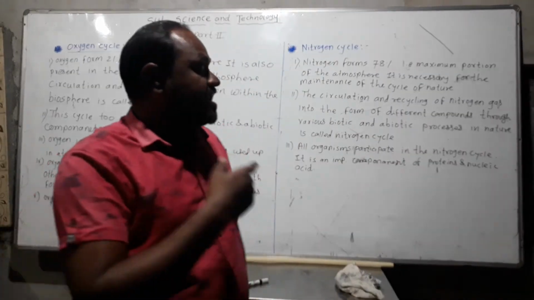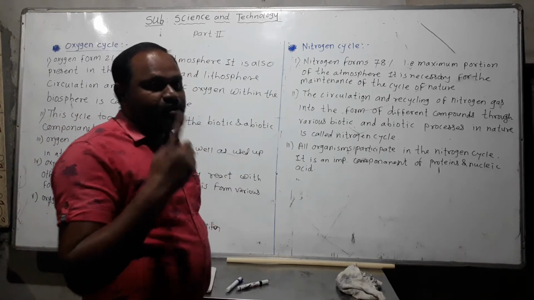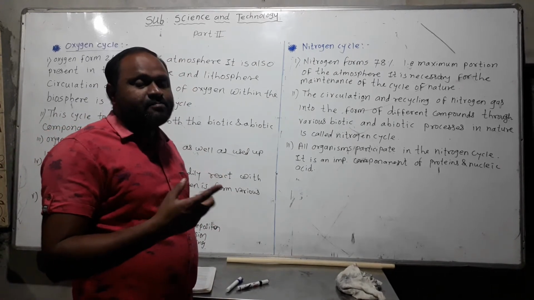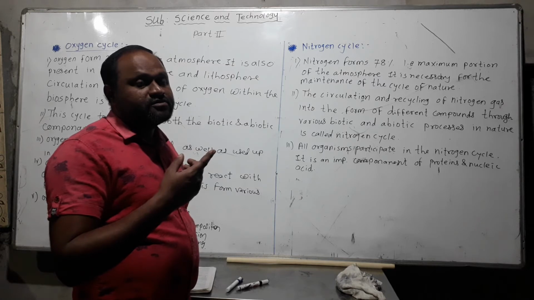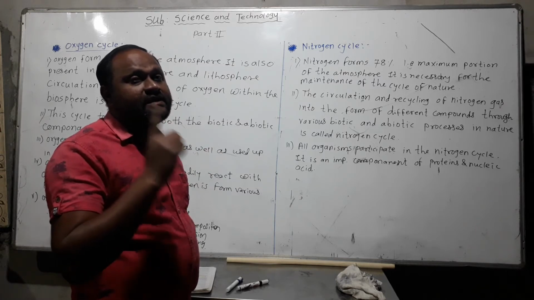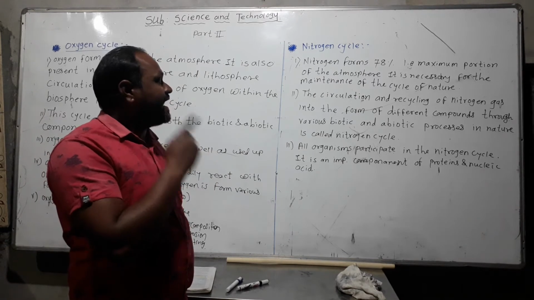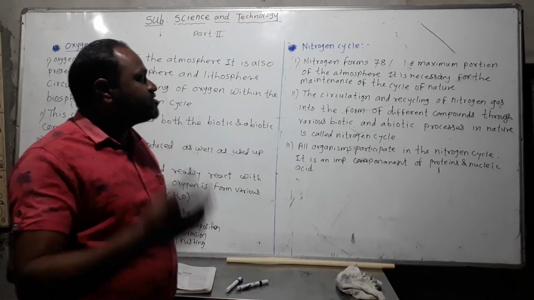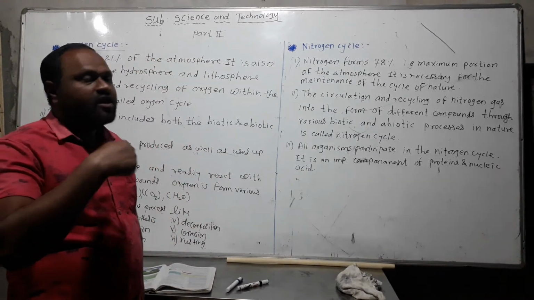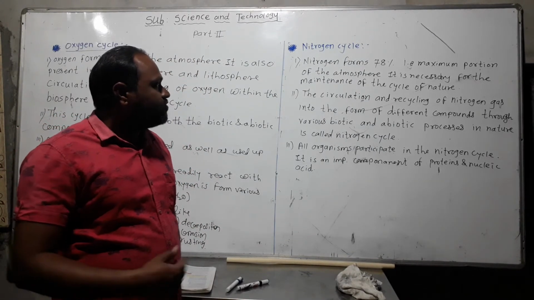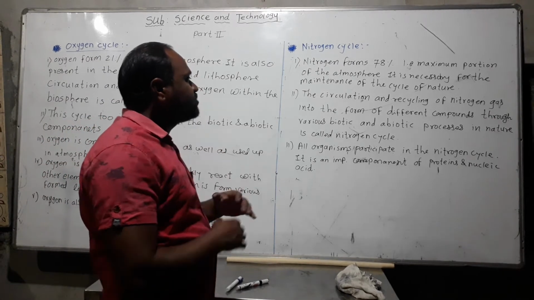Then the second and last topic of this lesson is the nitrogen cycle. What is meant by the nitrogen cycle? The molecular formula of nitrogen is N, and how much nitrogen is present in the atmosphere? 78% of nitrogen is present. This maximum proportion of nitrogen in the atmosphere is necessary for the maintenance of the cycle in nature. The circulation and recycling of nitrogen gas into different compounds, through various biotic and abiotic processes in nature, is called the nitrogen cycle.